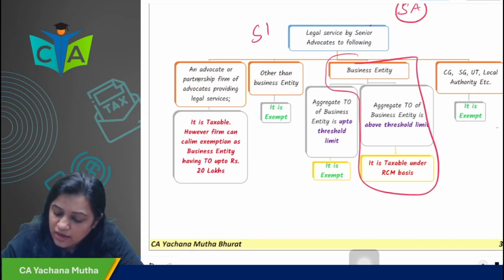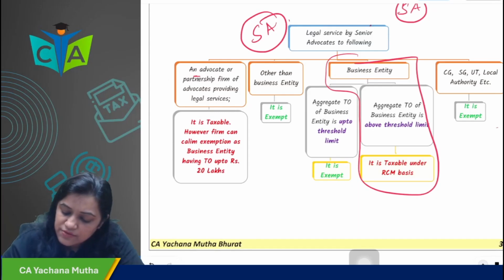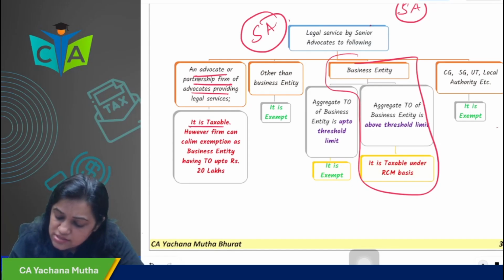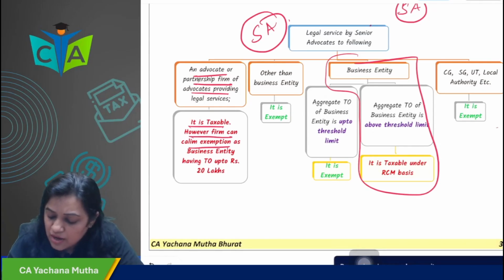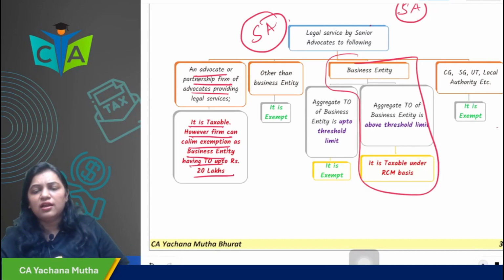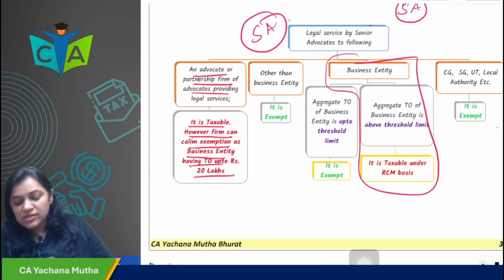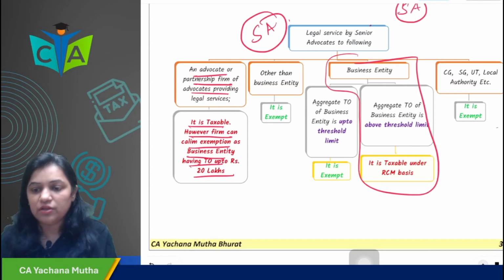And now when a senior advocate is providing legal services to an advocate or partnership firm of advocates, in that case it is taxable. However, the firm can claim exemption as a business entity if they have a turnover up to 20 lakhs, then they can claim an exemption as a business entity. Otherwise, it is taxable.